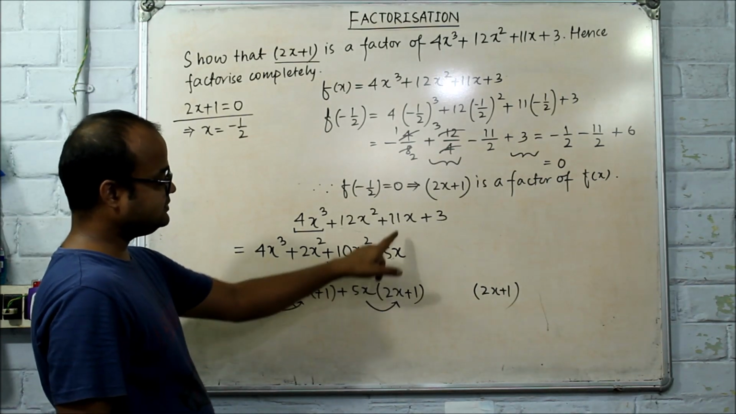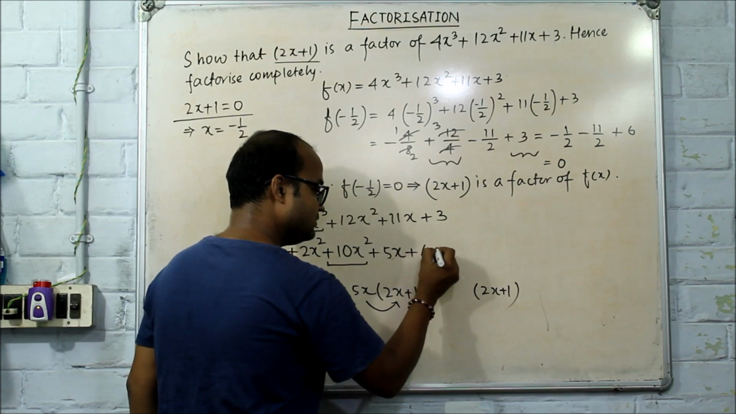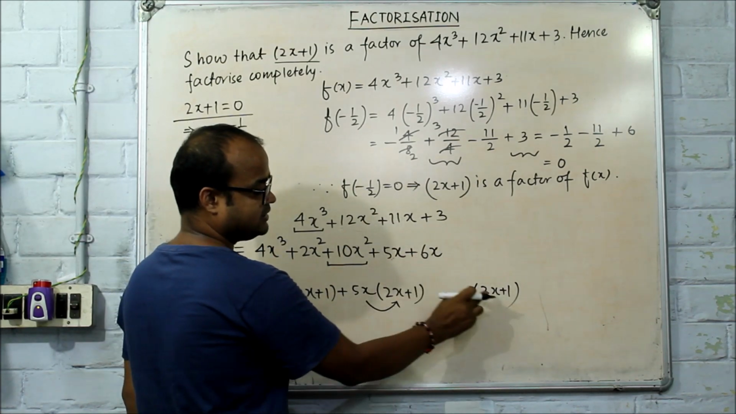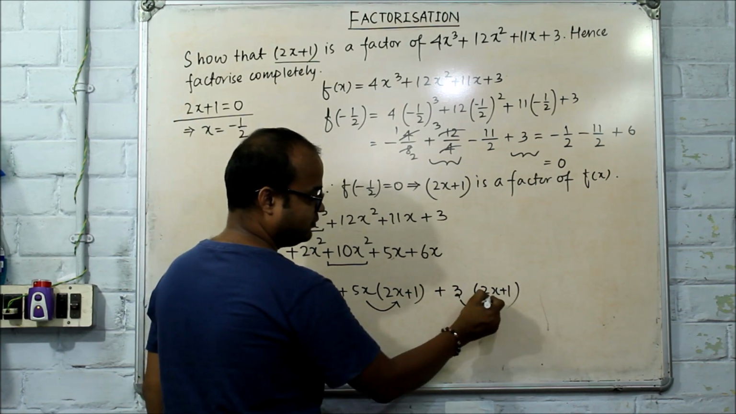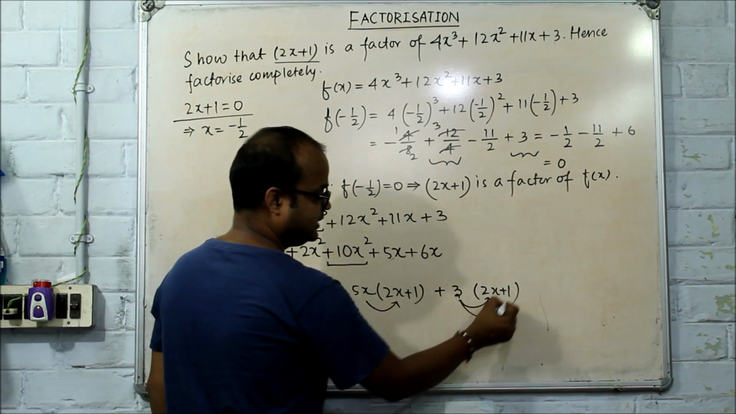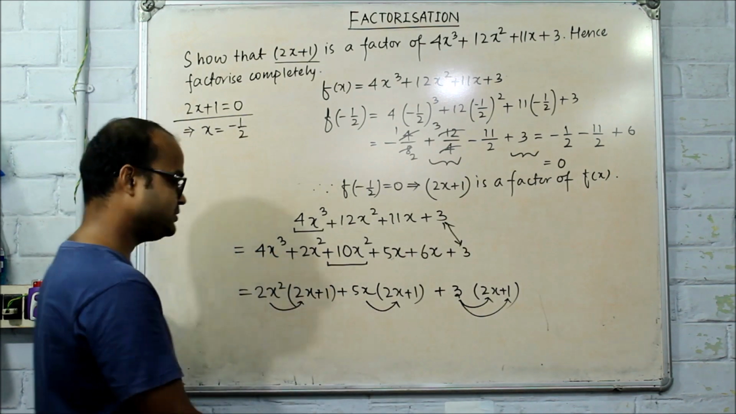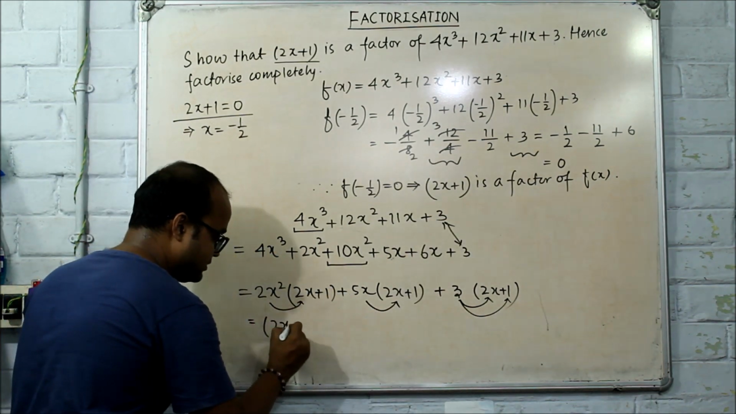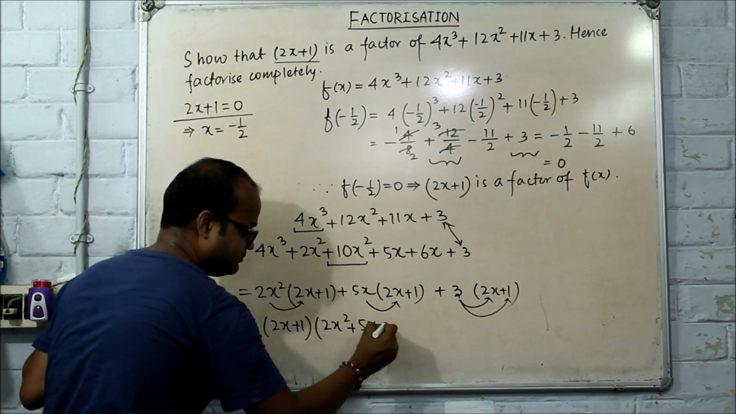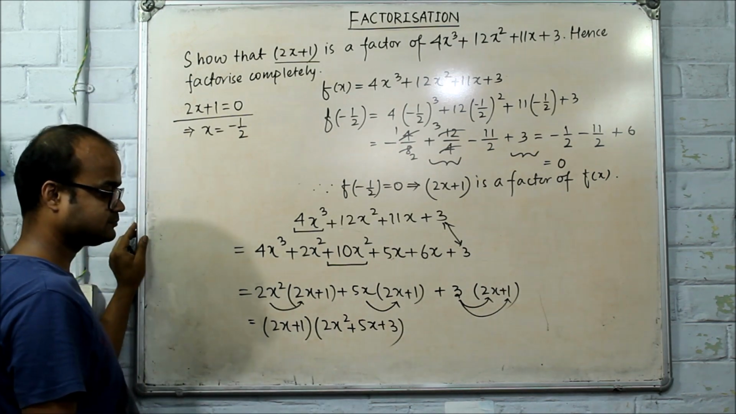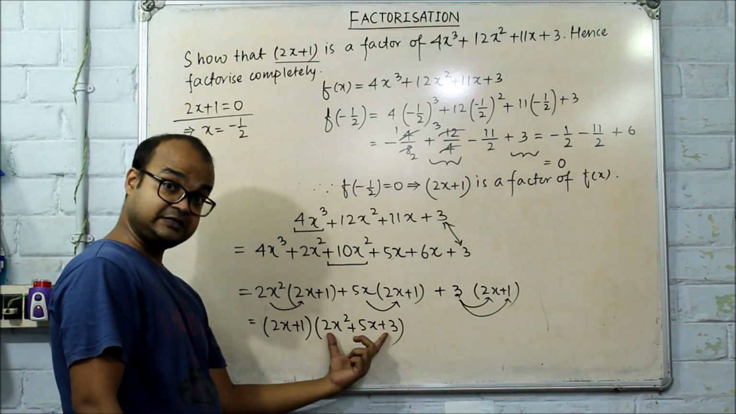Clear? Now I have 5x, in the given polynomial it is 11x, so we need to adjust with plus 6x. Now plus 6x divided by 2x is equal to 3, so we write plus 3. So now if you multiply, you will get 6x and plus 3. Since the last term is matching, our process is correct. So here we write 2x plus 1 into 2x square plus 5x plus 3. Clear? Now this can be factorized further.